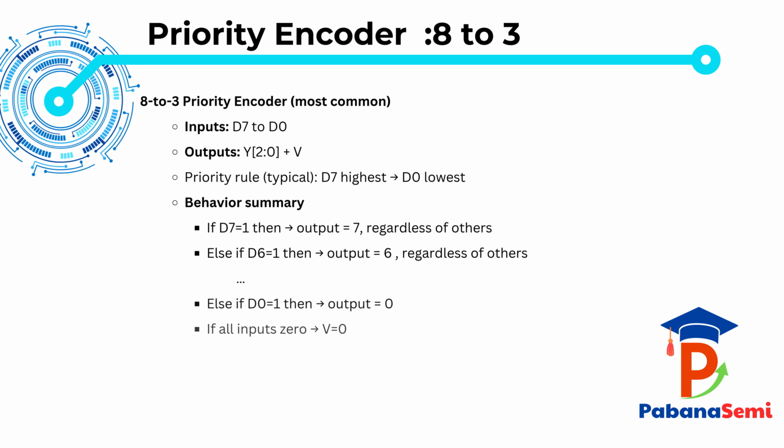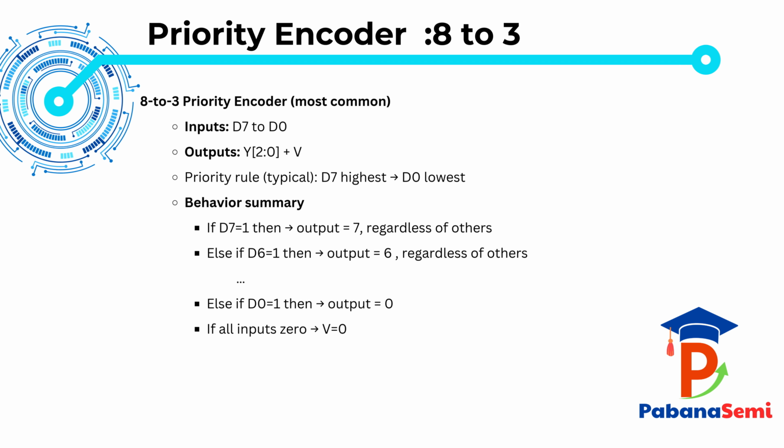Focus on the 8-to-3 priority encoder. This is one of the most common priority encoder designs. It features 8 inputs, D7 down to D0, and it produces a 3-bit output Y2, Y1, Y0, along with a valid signal V. The priority rule is straightforward. D7 has the highest priority, while D0 has the lowest. So, the behavior is deterministic.